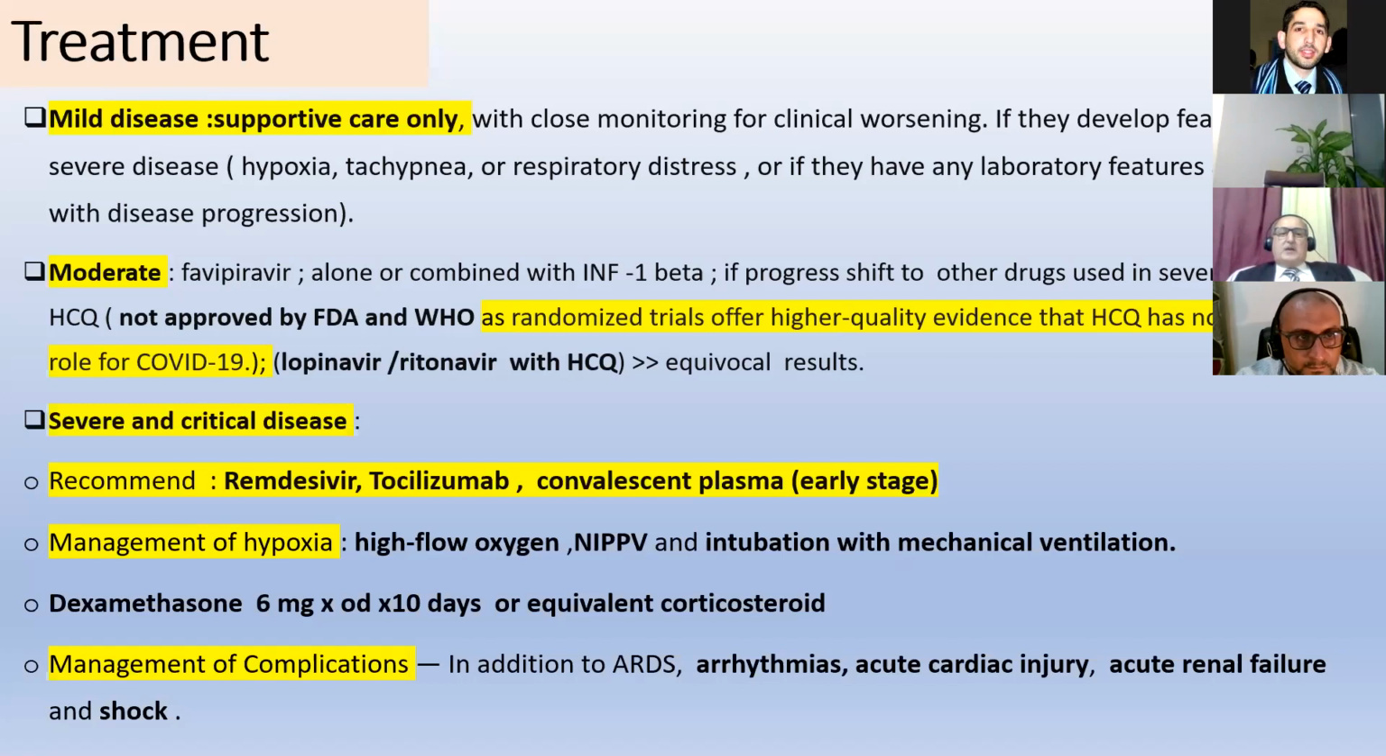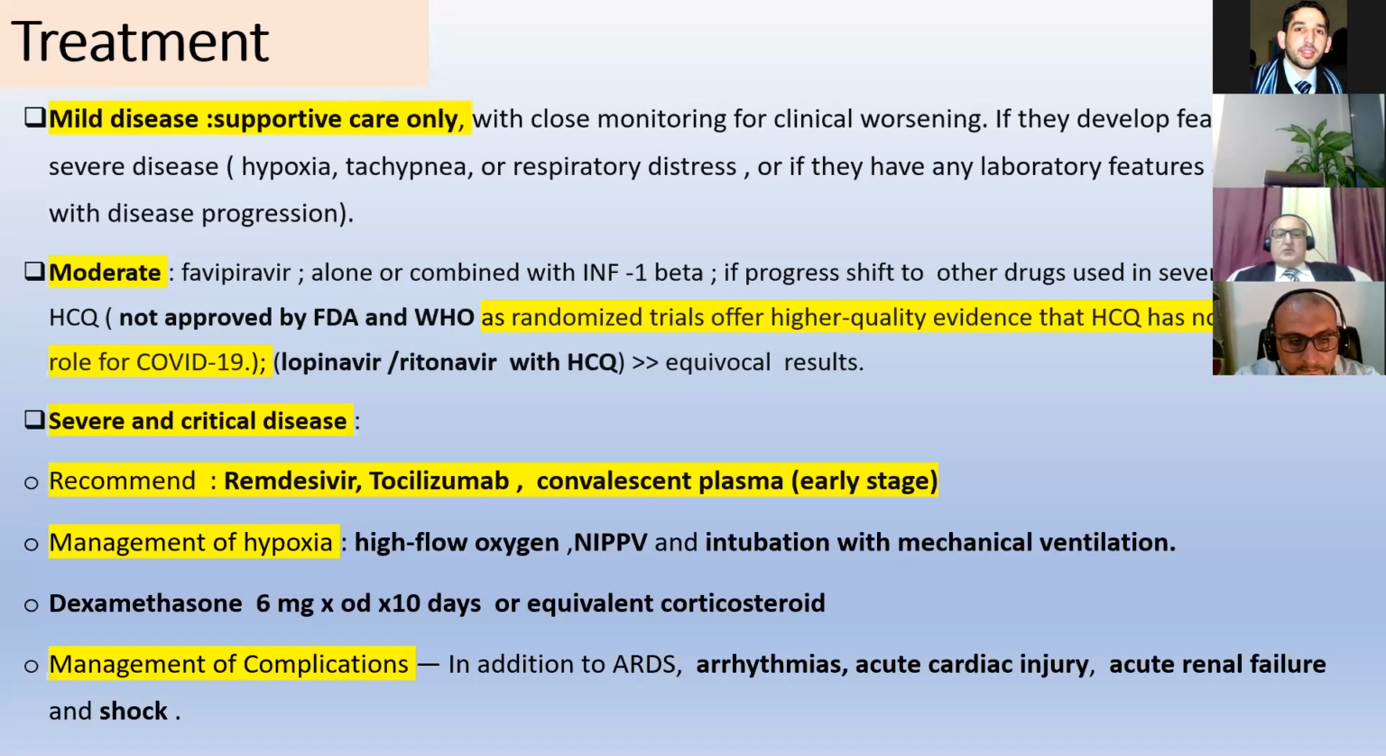For moderate, they suggest to use favipiravir, and sometimes we can add interferon-1 beta for a synergistic effect. And in case the patient's condition progresses, then we should go to the second line treatment: remdesivir, tocilizumab, and the convalescent plasma having a role only in the early stage of management of the condition.